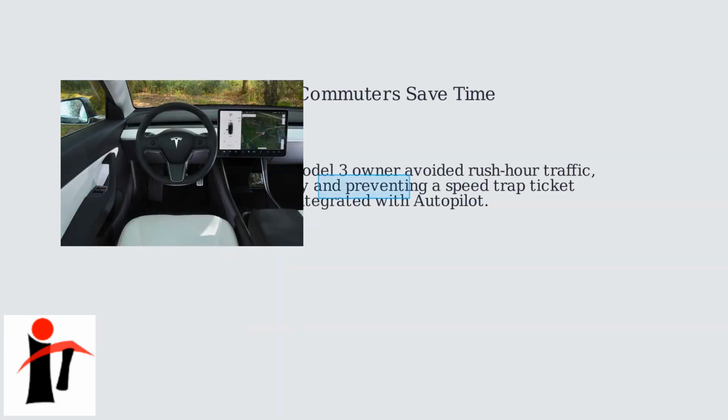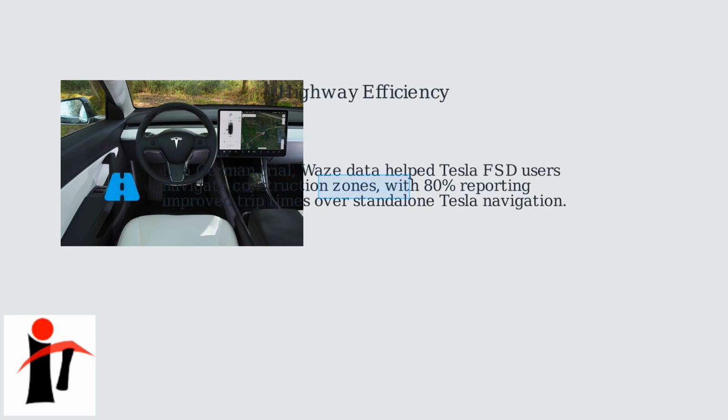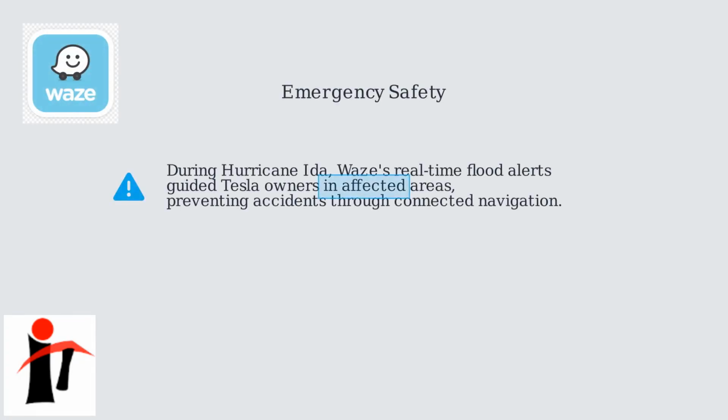Real-world examples show how Waze enhances the Tesla Model 3 driving experience. Urban commuters in Los Angeles have saved significant time by avoiding rush hour congestion. On highways, such as in Germany, Waze data has improved navigation through construction zones, with 80% of users reporting better trip times. During emergencies like Hurricane Ida, Waze's flood alerts have prevented accidents by guiding Tesla owners safely.